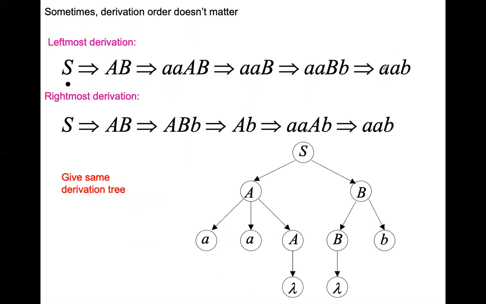So AB. This is the rightmost derivation. Rightmost means, in AB, what will be the rightmost here? B is the rightmost. So in B we substituted BB. What is the rightmost here? Again B, so here we substituted the lambda. So AB. Again, there is no left and right, only one variable. So the same derivation tree we can obtain using the leftmost and rightmost derivations.